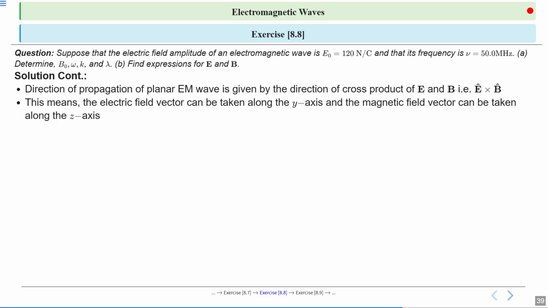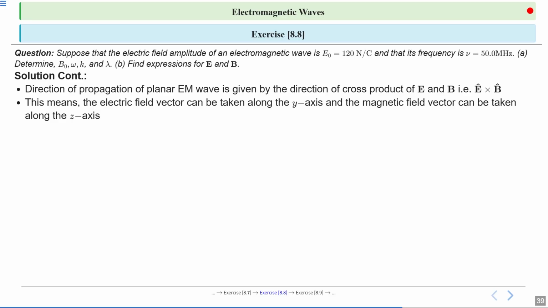Now we will fix the axes, but it is not necessary that the electric field vector should be along the y-axis, or the magnetic field vector along the z-axis. They can be in the yz plane, but it is not necessary that the electric field vector must be along the y-axis or the magnetic field vector along the z-axis. They both should be in the yz plane, but their direction is not specific if it is not given. So we are taking some arbitrary direction.